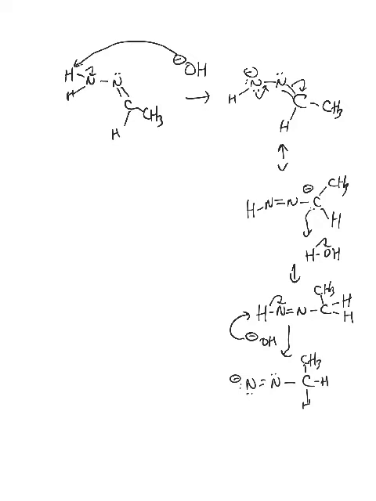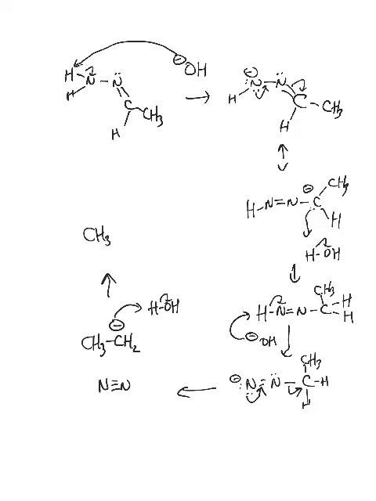And then we can see the negative on the nitrogen forming a triple bond, kicking out the CH3 minus, which gives us nitrogen gas, which is going to bubble out of the solution, along with CH3CH2 minus, which can grab a hydrogen off of water, and that gives us our end product of ethane.